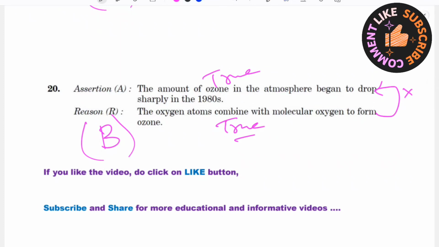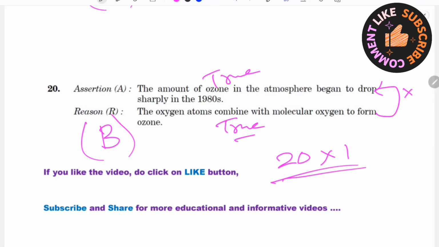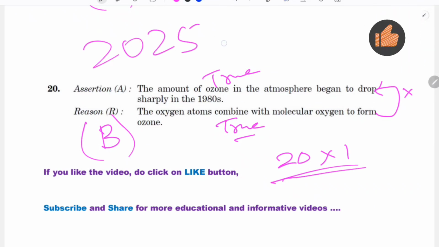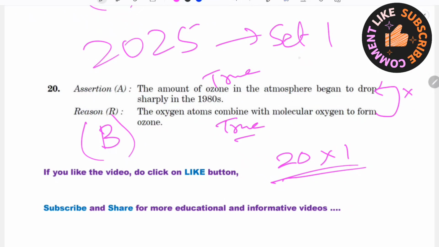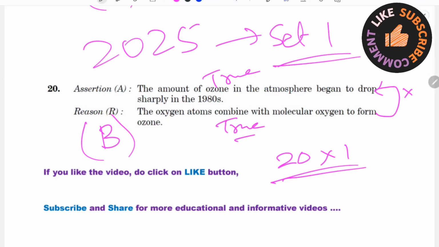With this, we have completed all the 20 questions of 1 mark from the 2025 question paper set 1. There are totally 6 sets. Six totally different papers were used in 2025.